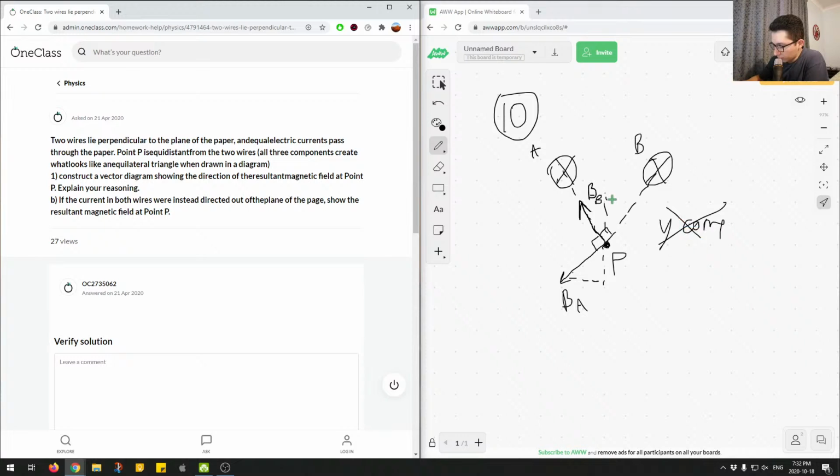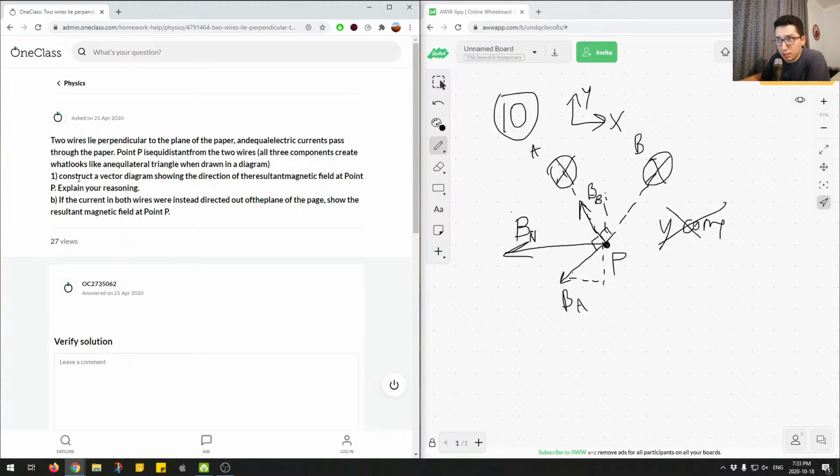cancel out, because here we have a positive y. Let me just draw a coordinate system. We'll say something like this, x, y, so upward is positive and downward is negative. These cancel out, and then we have negative x plus negative x. So we know the result will be something like this, and that will be the result. We'll call this net, B net.